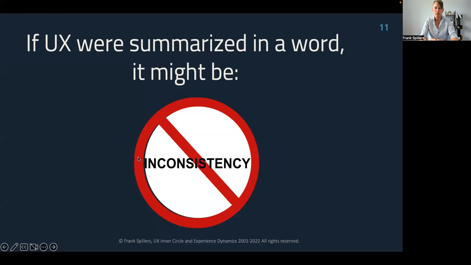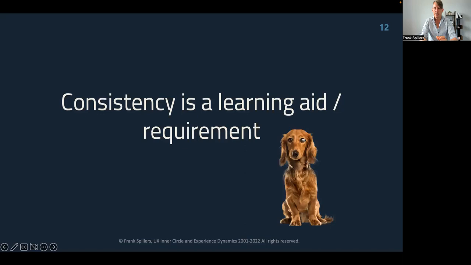If we were to summarize this whole topic in UX, it might be avoid inconsistency, right? You've heard it a million times. You've heard it so many times that you should stay consistent, and it's true. It's good wisdom because consistency is essentially a learning aid, or a learning requirement. You need it because people basically don't want to learn. So once they learn it, they don't want to relearn it on your site. They don't want to have to interpret a new set of style guides, generally speaking.